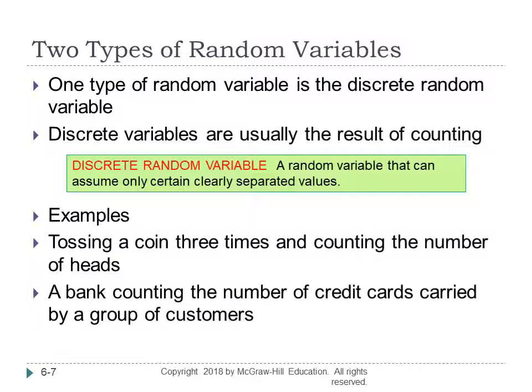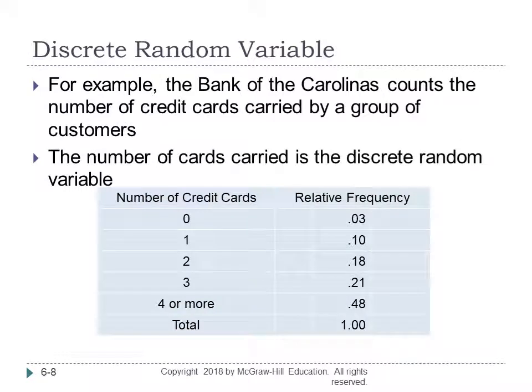A bank counting the number of credit cards carried by a group of customers. Of course, the number of credit cards can be 0, 1, 2, up to a number of credit cards. But again, this is an example of a discrete random variable. Here is the example of the credit cards. For the Bank of the Carolinas, they count the number of credit cards carried by a group of customers. The number of cards carried is a discrete random variable, as we just stated.